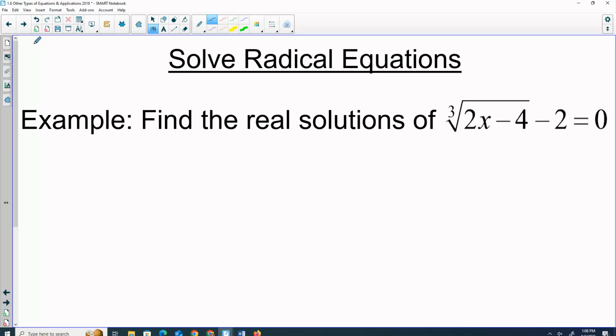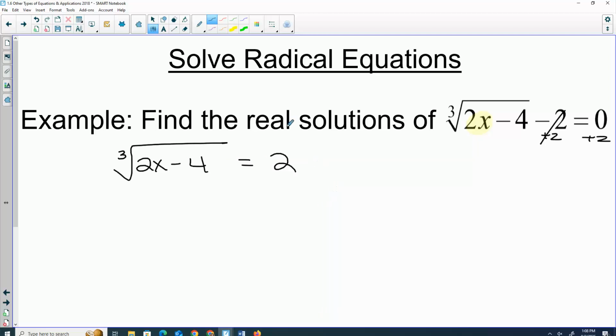All right. If I'm trying to find x, x is under my radical. So I have to get that radical by itself. How would I get my radical by itself? Add this 2 over. So that tells me the cube root of 2x minus 4 is equal to 2.